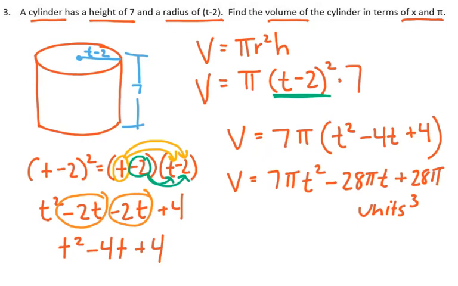Now you can notice here that our answer has both t's and pi's in it, and that's what it means when it says leave in terms of x and pi, or I guess it should say t's and pi, since we used t's there. I'll make a quick change there. Everything's left with the variables of t's and pi.